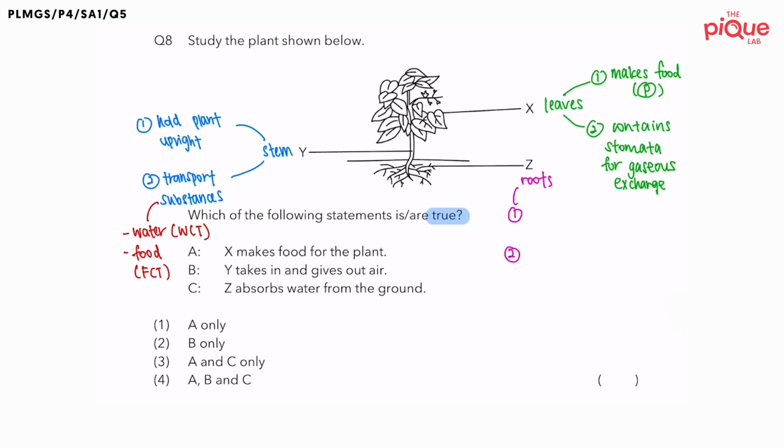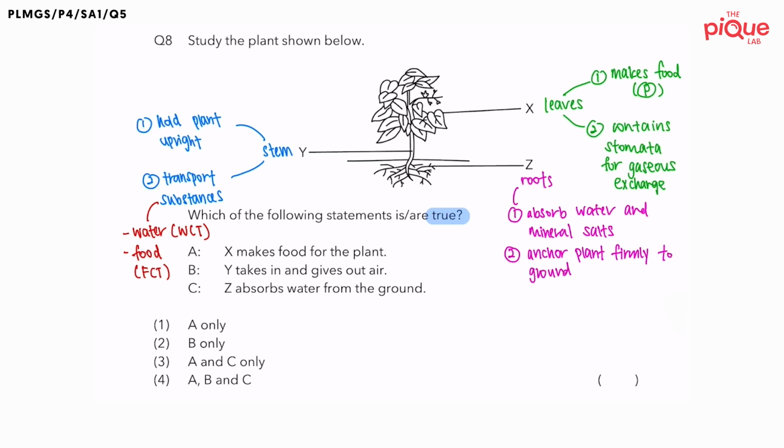Do you remember what is the first function of the roots? Remember, the roots help to absorb water and mineral salts from the soil. How about the second function? The roots also help to anchor the plant firmly to the ground.